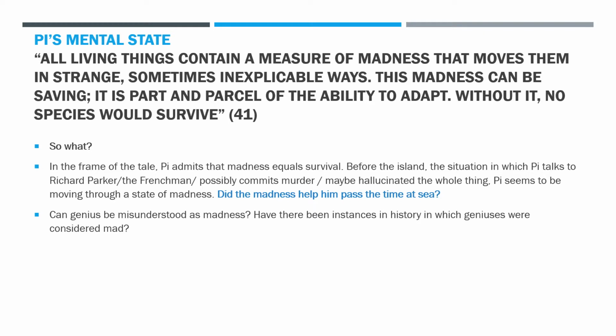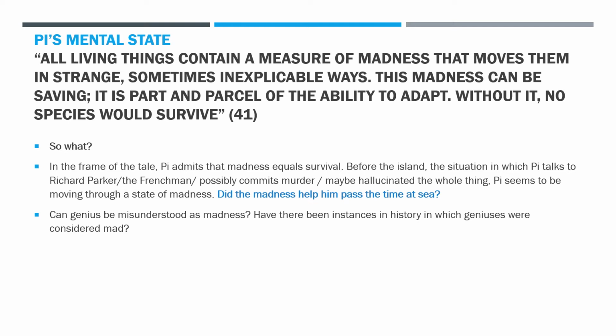All right, more about Pi's mental state. Pi does admit early on in the book, on page 41, he says, "All living things contain a measure of madness that moves them in strange, sometimes inexplicable ways. This madness can be saving. It is part and parcel of the ability to adapt. Without it, no species would survive."